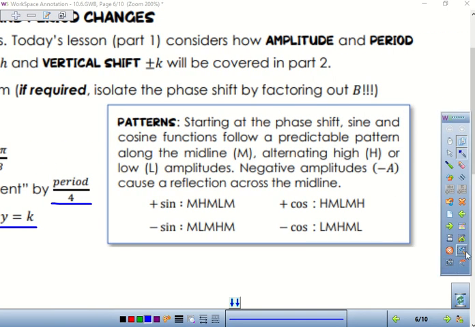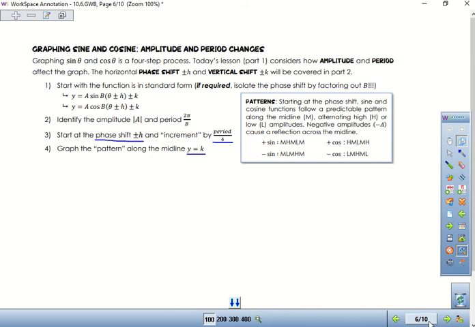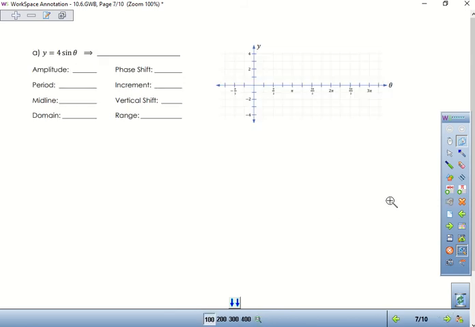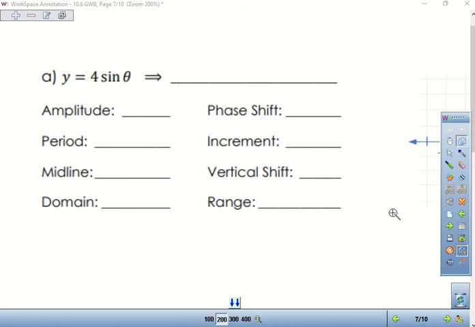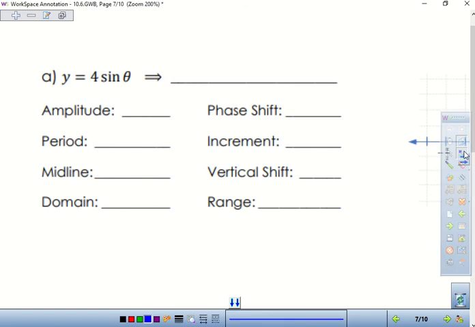So I think the easiest way for me to show you this is just to actually jump in and do a problem. Because that's typically how I like to do it in my class. Makes it easier, I think. So let's go ahead and look at example A.